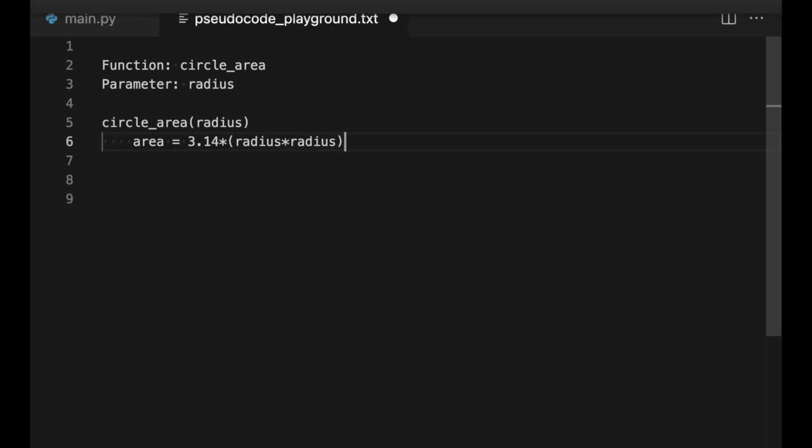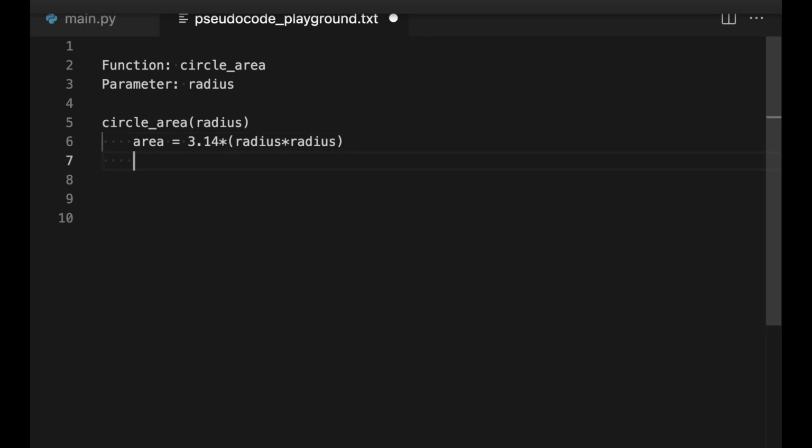Now, we don't really have a squared operator in pseudocode. Probably if you use a caret like this, your examiners would understand. But I haven't seen it so far, so I just prefer to do this for radius squared.